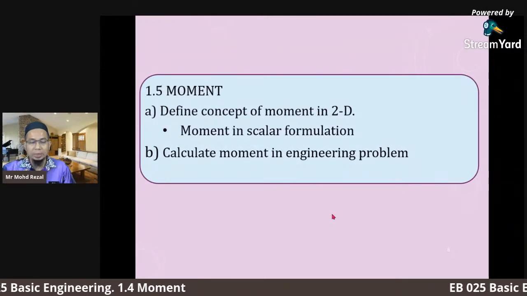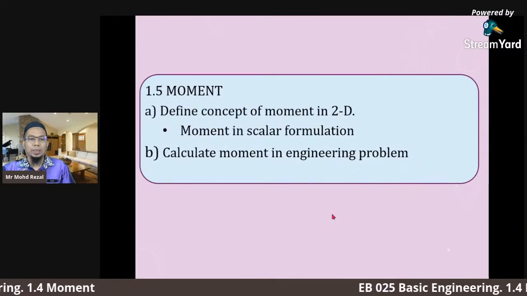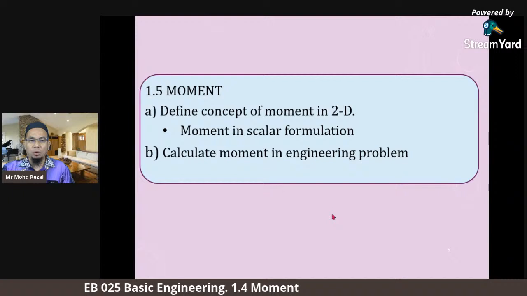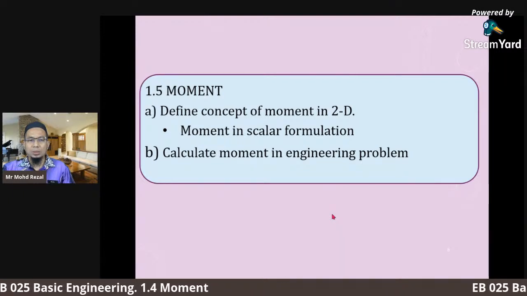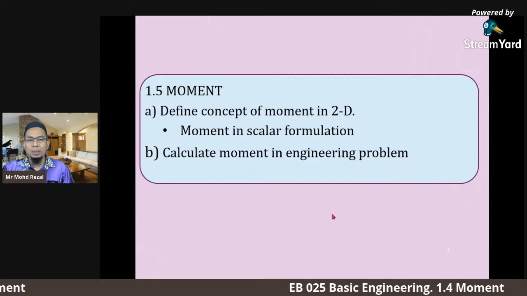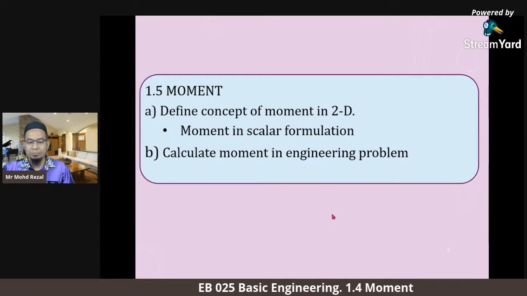Okay, our title today is moment. First, our learning objectives are to define the concept of moment in 2D, moment in scalar formulation, and then calculate moment in engineering problems.